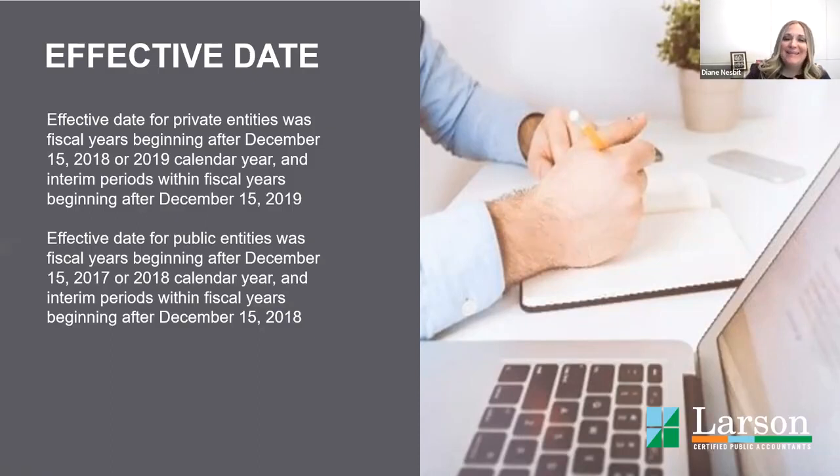So the effective date for private entities for this update was for fiscal years beginning after December 15, 2018, or another way to look at that, the 2019 calendar year. And then also keep in mind interim periods within fiscal years beginning after December 15, 2019. And then the effective date for public entities was the year before that, basically calendar year 2018.